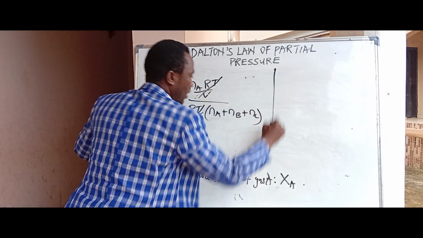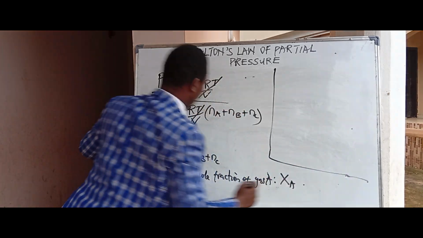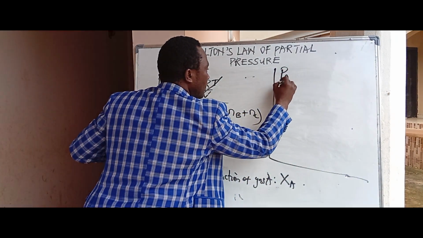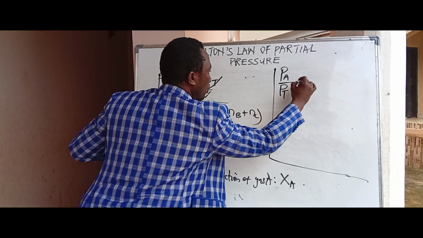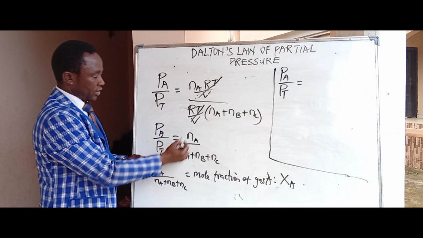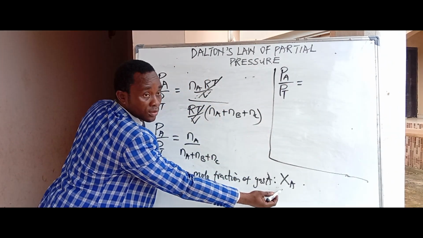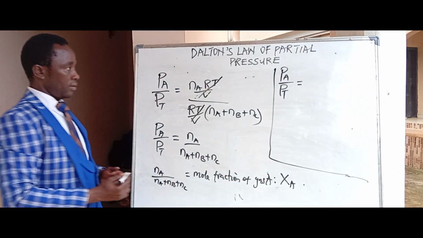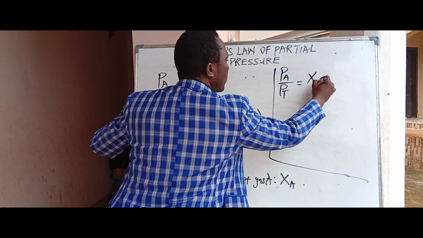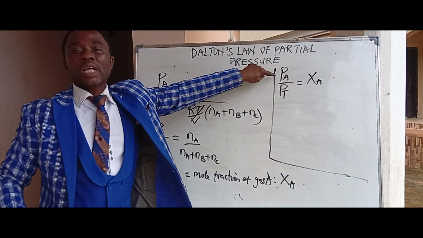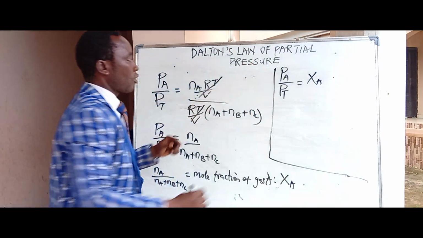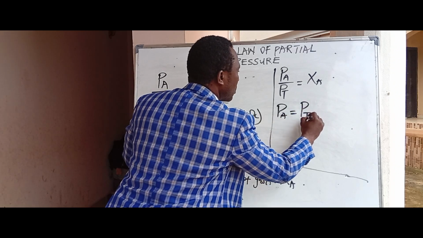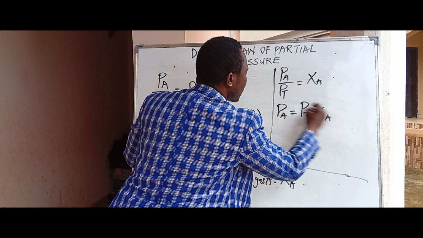Now, if that is true, we can see that the partial pressure of gas A divided by the total pressure will be equal to, instead of this, we represent it with the mole fraction of gas A. So we put Xa. If we make the partial pressure of gas A the subject of the formula, our partial pressure of A will become equal to the total pressure multiplied by the mole fraction of gas A.